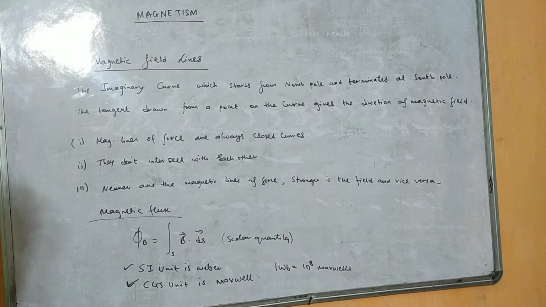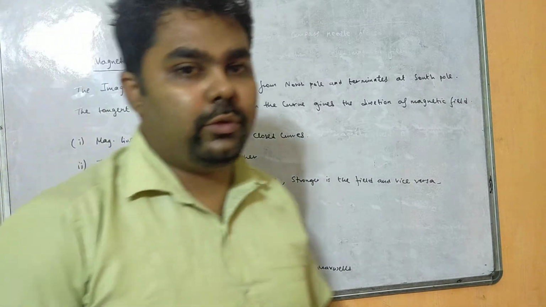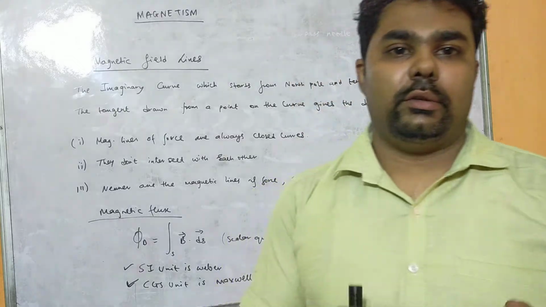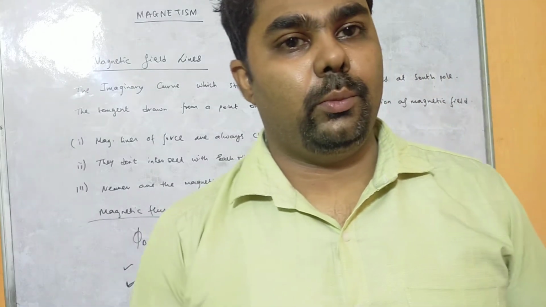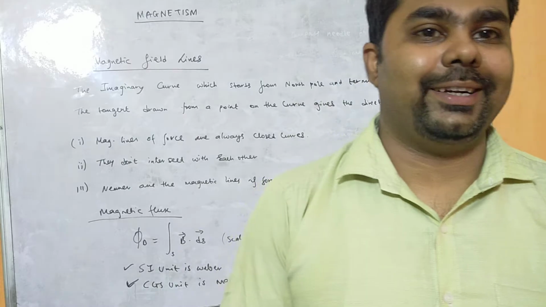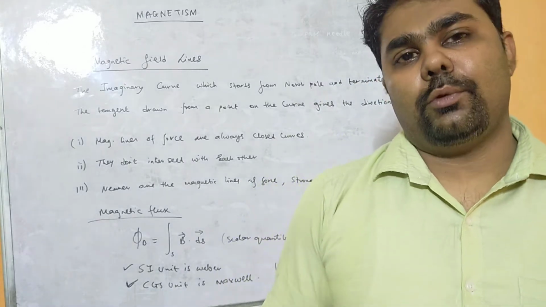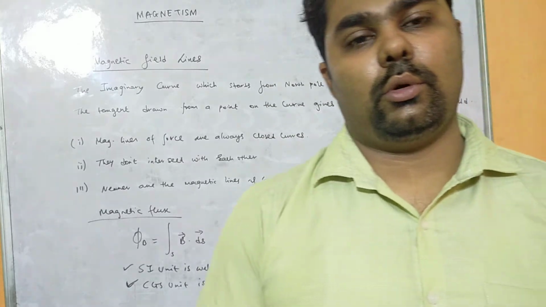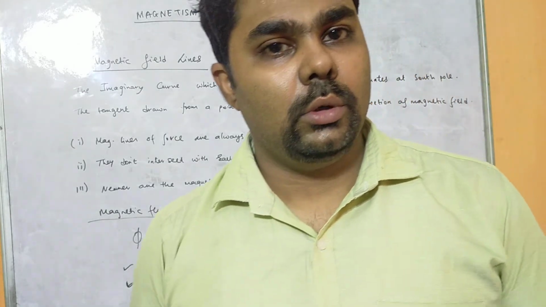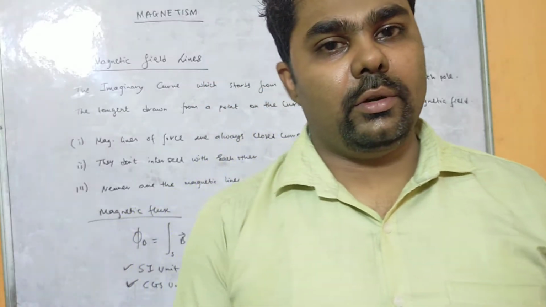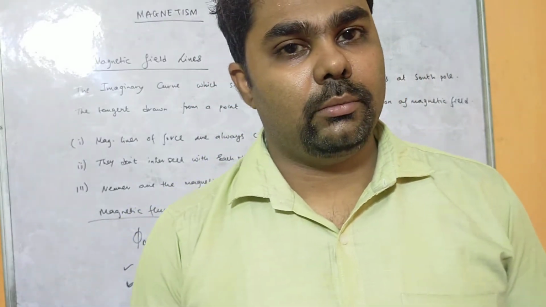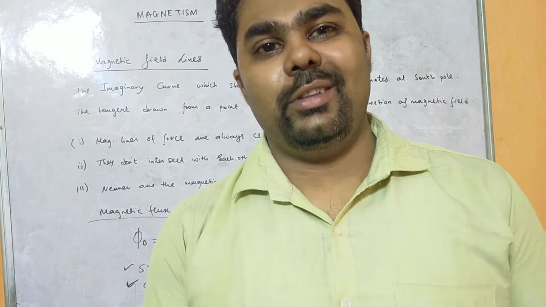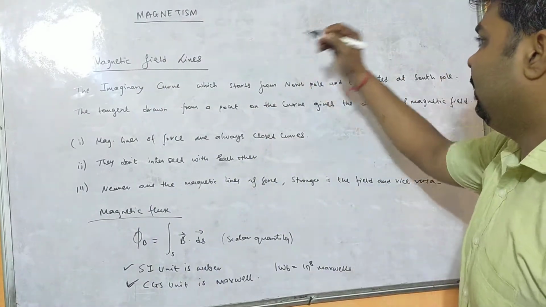Whenever two magnets are placed close to each other, there will be a force of attraction or repulsion. Now to understand the strength of the magnetic field, we know there are magnetic lines of force. Magnetic lines of force are imaginary curves which originate from the north pole and terminate at the south pole, and the tangent drawn at any point of that imaginary curve gives the direction of the magnetic field. So this is the definition of magnetic lines of force.